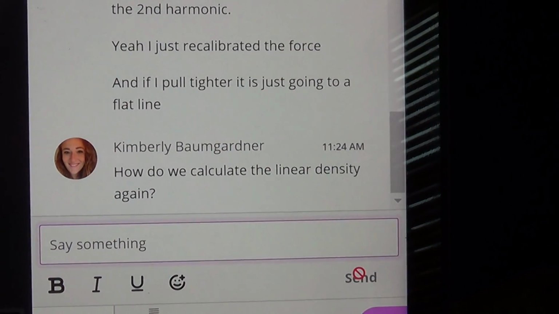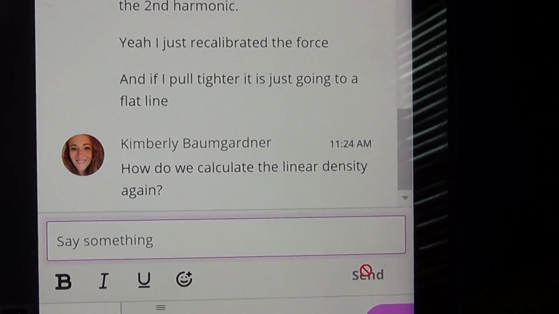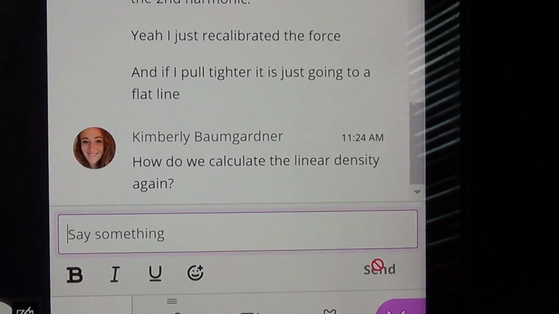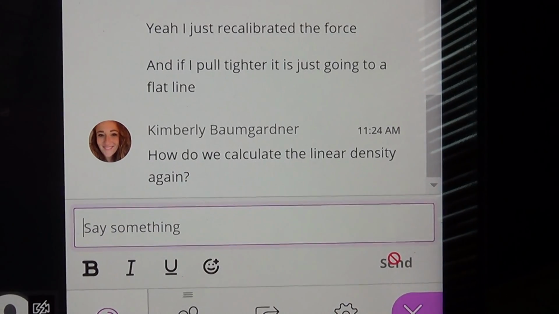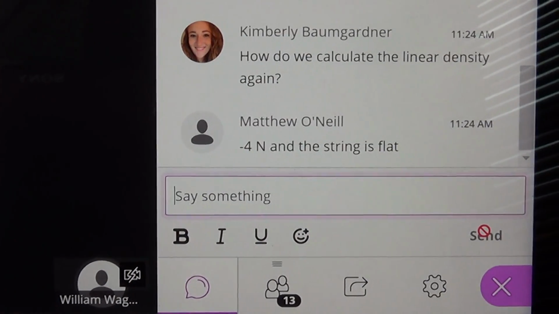And then, Kimberly, how do we calculate the linear density again? That's from the slope of the line when you plot the graph. And the slope of the line is supposed to be equal to 4L squared mu.